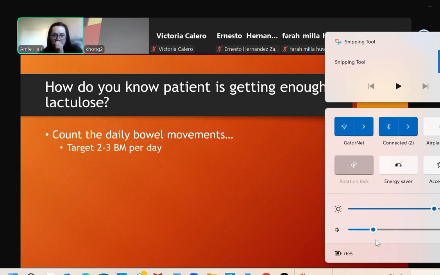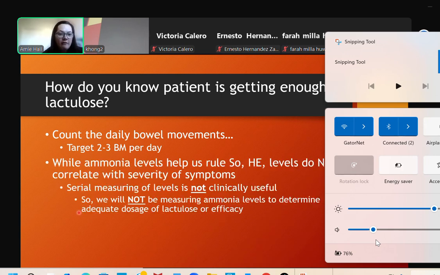So the way we know lactulose is working is that we're targeting 2 to 3 bowel movements per day. We don't want the patient to have diarrhea, but we want them to have enough bowel movements to be removing that lactulose or removing that ammonia. All right. So even though high ammonia contributes to hepatic encephalopathy and is the cause of that, the levels don't mean anything. So we're not going to measure the levels of ammonia to see if it's working. We're going to look at the bowel movements to make sure that we have enough, and then we're going to look at the patient. Is their mental status improving? Is their fatigue going away?